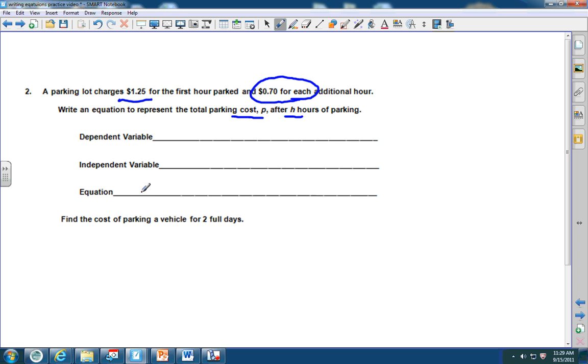So right here, my dependent variable, look, it says total parking cost. So I'm going to write total cost. My independent variable is my number of hours. Now, my equation. My dependent variable, y, independent x. So this says I've got P and I've got H. So technically when it says dependent variable, I should put P and H. I'm going to go ahead and write the words out though.